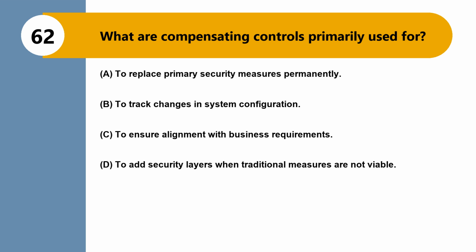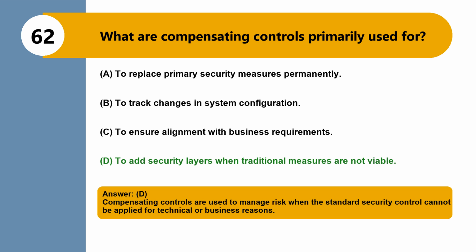Option D, to add security layers when traditional measures are not viable. The correct answer is option D, to add security layers when traditional measures are not viable. Compensating controls are used to manage risk when the standard security control cannot be applied for technical or business reasons.